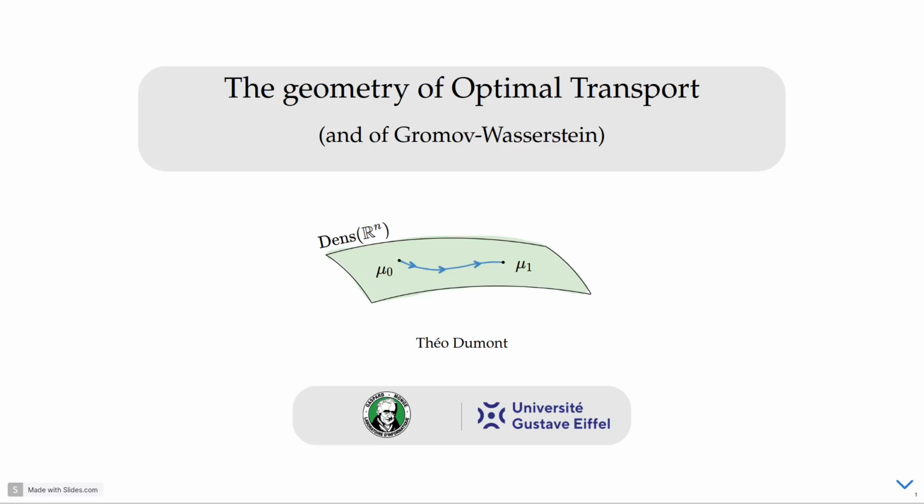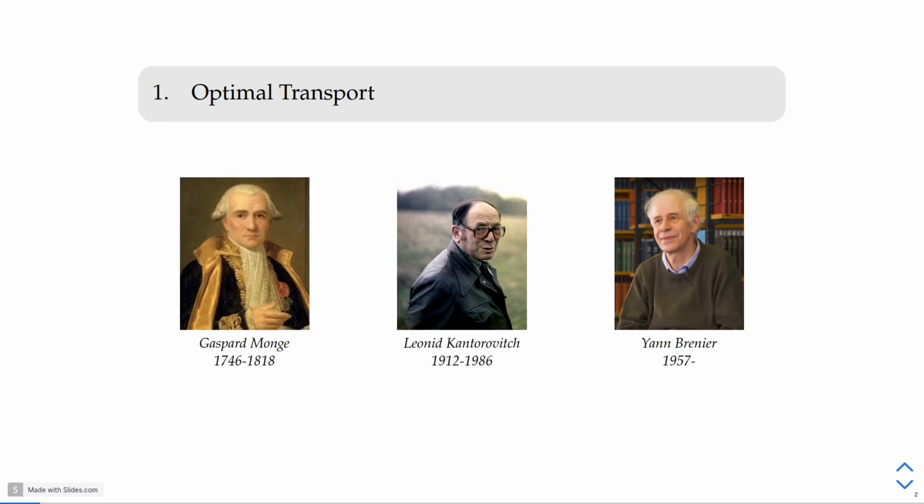Okay, so hello everyone. I'm going to talk about two things. The first one is the geometry of ordinary transport, which has been studied by very good mathematicians before, and also the geometry of Gromov-Wasserstein, which is what I'm studying with François Xavier. So let's start with the optimal transport.